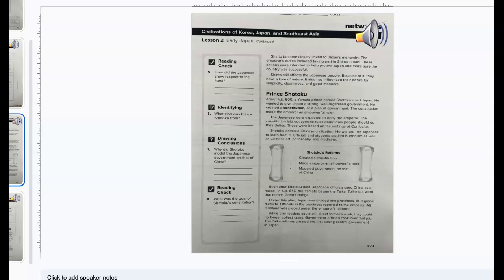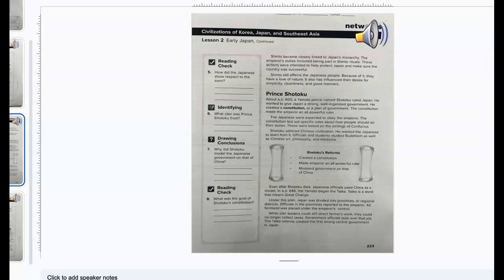Even after Shotoku died, Japanese officials used China as a model. In AD 646, the Yamato began the Taika. The Taika is a word that means great change. Under this plan, Japan was divided into provinces, or regional districts.